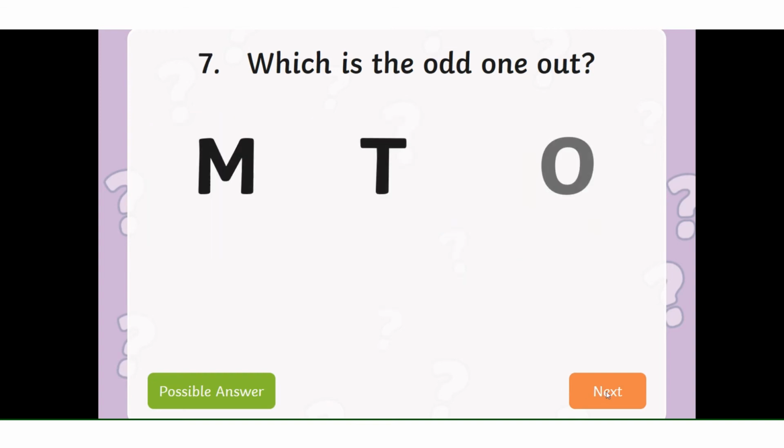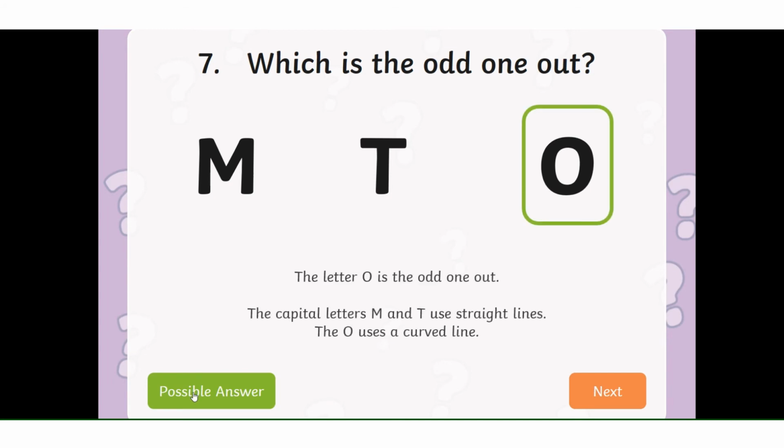Which is the odd one out? We've got a letter M, a letter T, and a letter O. M, T, or O? Shall we find out? The letter O is the odd one out. The capital letters M and T use straight lines. The O uses a curved line. That's a good idea. So yes, you can see the round shape of the O, but you can see the straight line of the T and the straight line of the M.